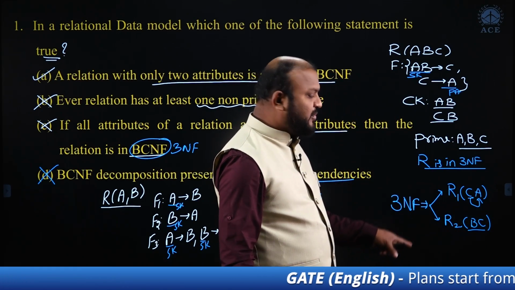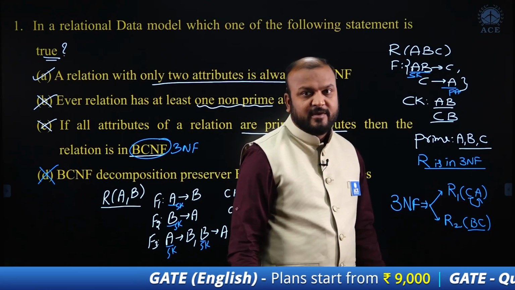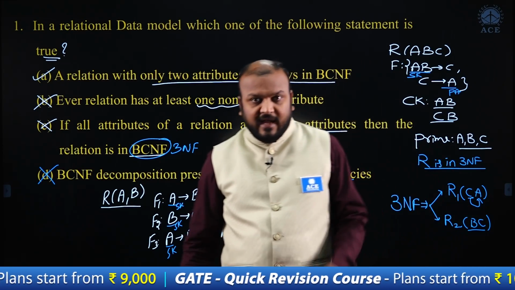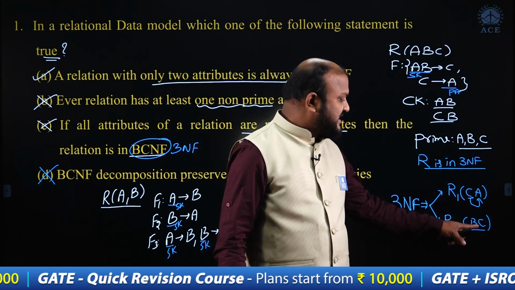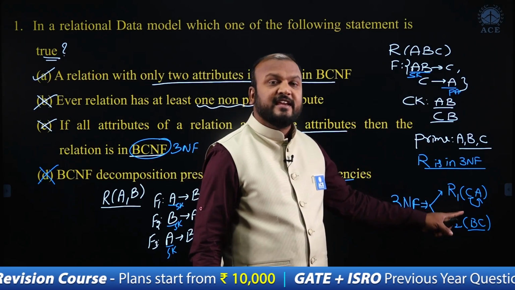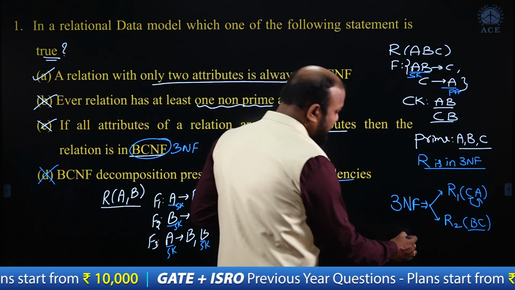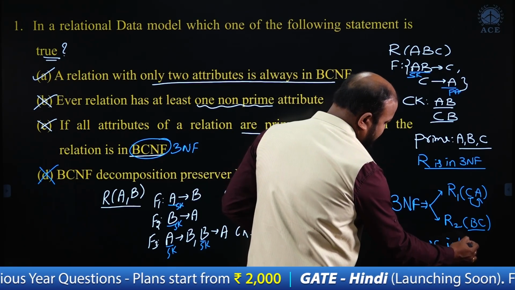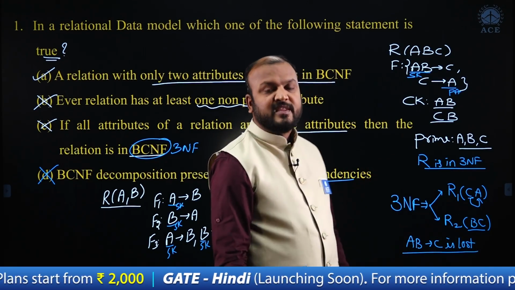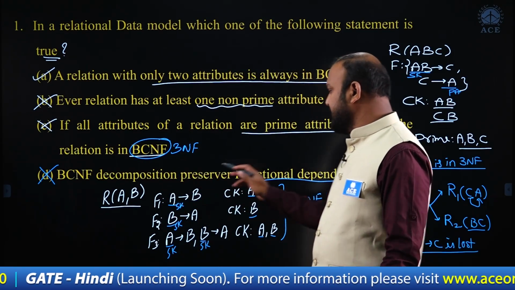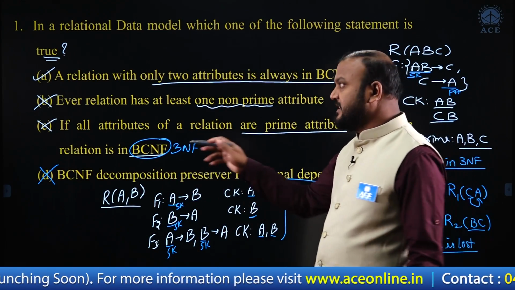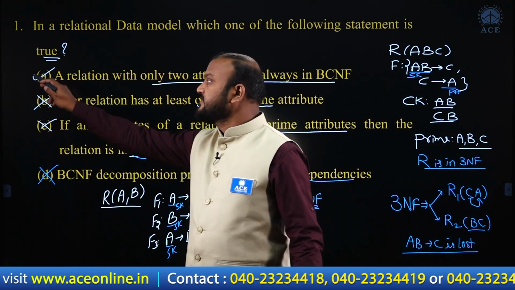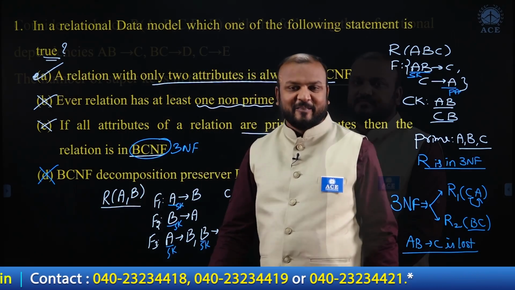Now, here this decomposition causes the relation to have two attributes, and we know that a relation with two attributes is in BCNF. And here if it is BCNF decomposition, C to A is satisfied in R1. What about AB to C? We can say AB to C dependency is lost, meaning dependencies are not preserved. But what the statement is given, BCNF decomposition preserves functional dependency, it is a wrong statement. So, what is the correct answer for the question? The correct answer for the question is option A.